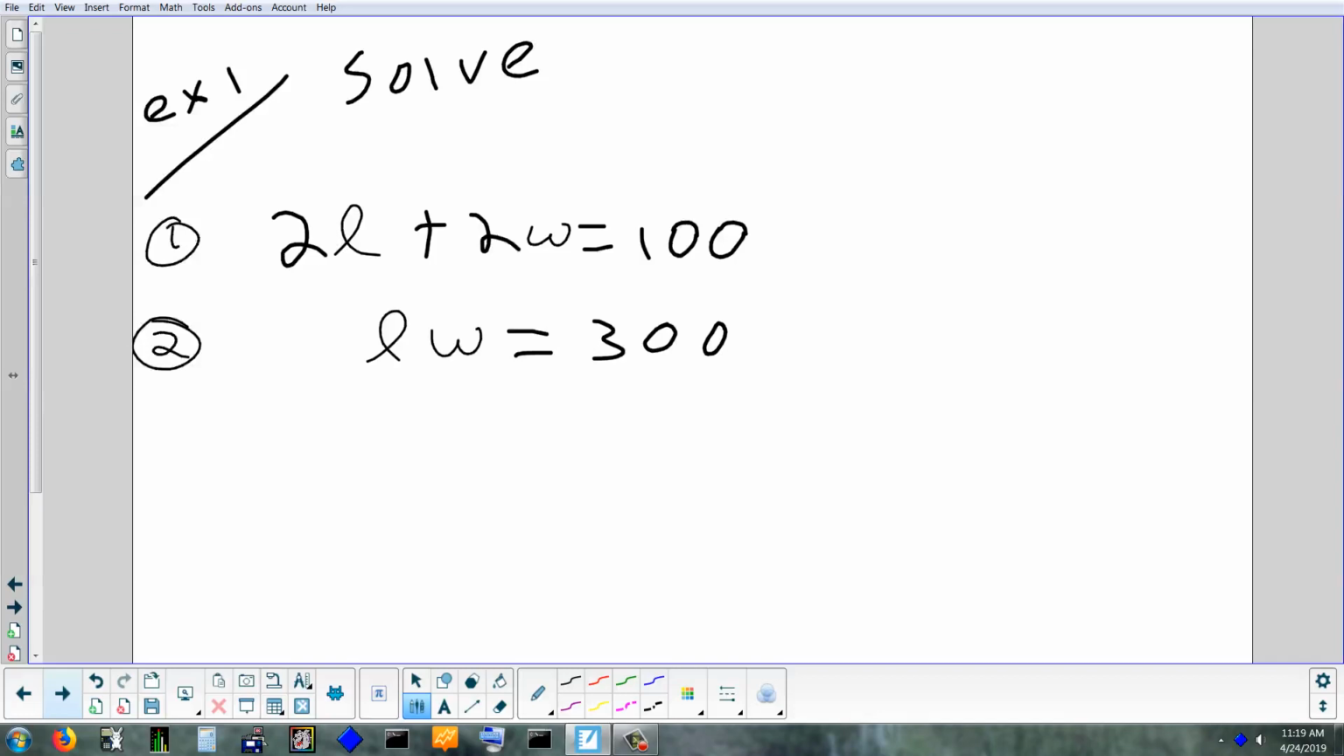So which equation should we pick to try to get a letter by itself? Rob? Number 2. All right, number 2. And which letter do you want to get by itself in number 2? L. Okay, how would you get L by itself? Divide 300 by W. Yep, divide 300 by W. I think that's the quickest way to get a letter by itself. If you pick equation 1, you get a little more work to do. All right. So Nate said we're going to get L by itself. We're going to divide each side by W.